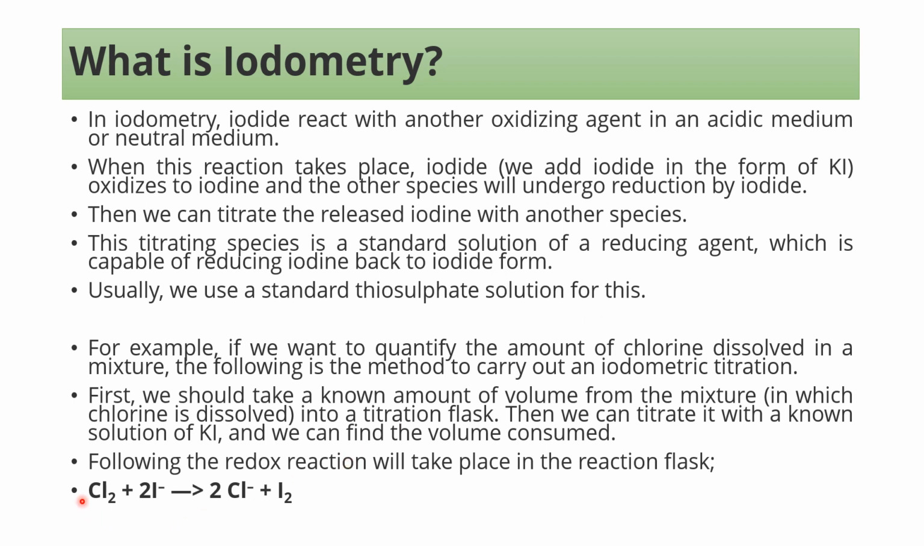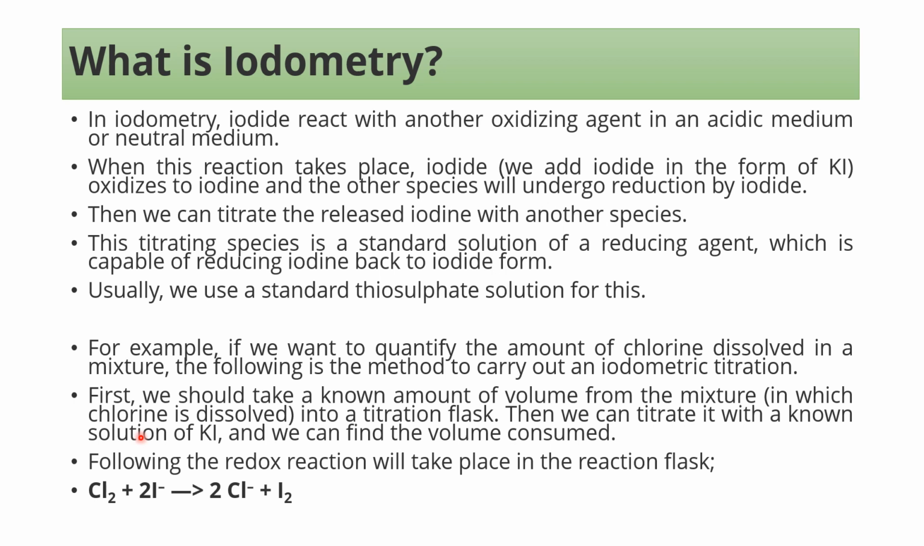In this example, you are finding out chloride ions. So to the chloride ion solution, we add KI. So chloride will react with KI to give you iodine. I2 gets liberated. We say iodine is liberated. We produce iodine in the reaction mixture. This liberated iodine we capture using starch.